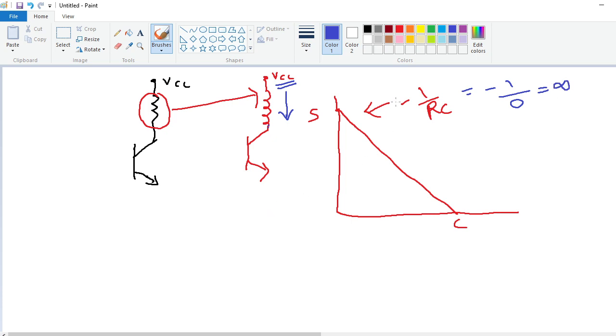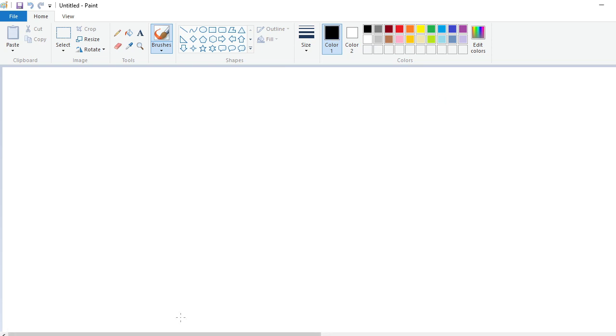So the load line seems to be like that. Slope is infinite, which means it becomes a straight line. So this changes the efficiency of the entire power amplifier. I will explain how it improves the efficiency.